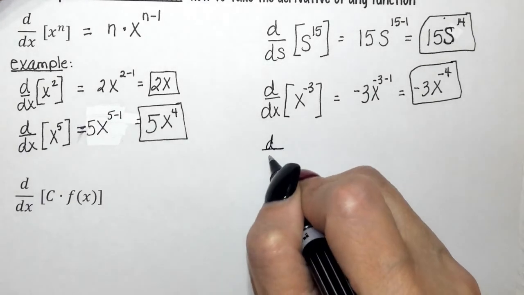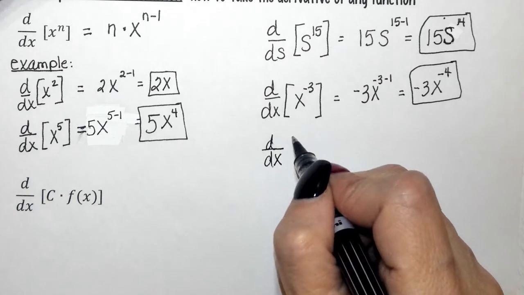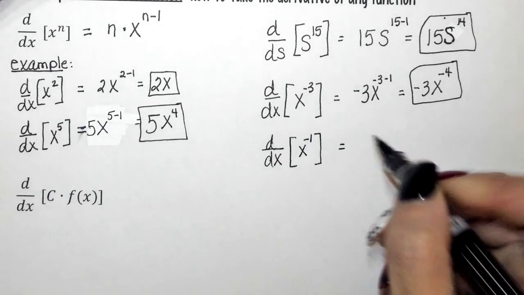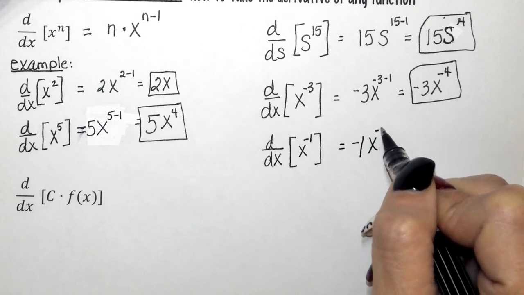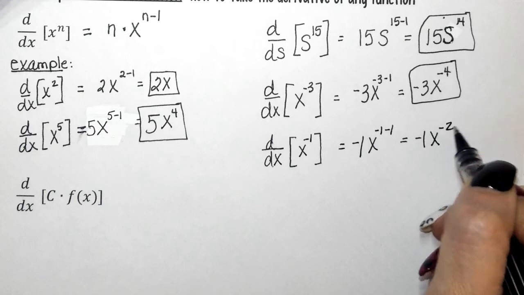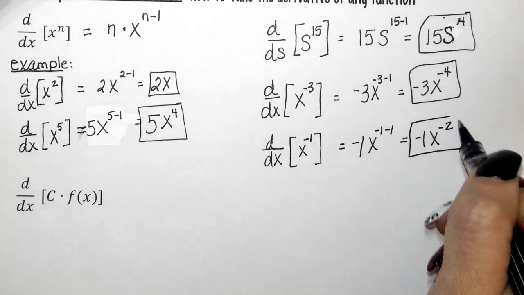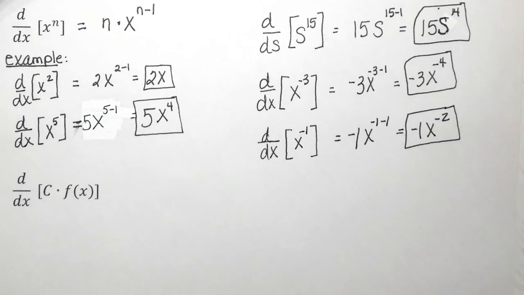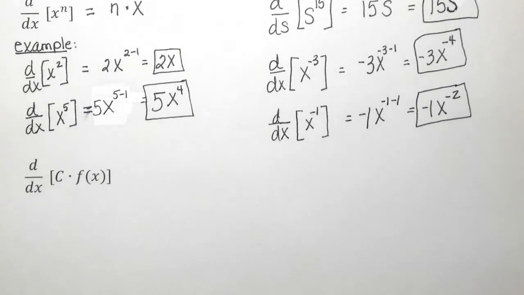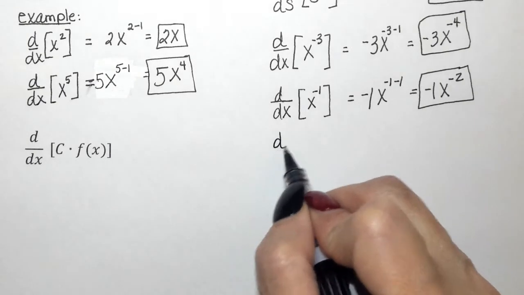All right, last one, d dx. Let's do x to the negative 1. Bring the negative 1 to the front, x to the negative 1 minus 1. So that's negative 1x to the negative 2 power. Again, I could have done the limit on each one of those and taken about half a page to do it. It would have taken half the page.